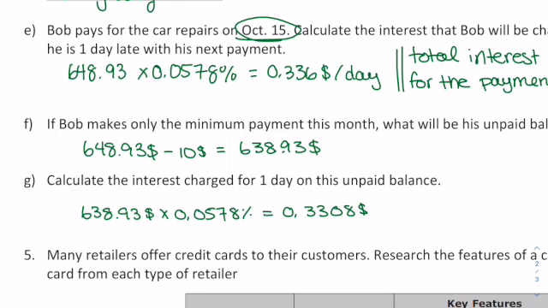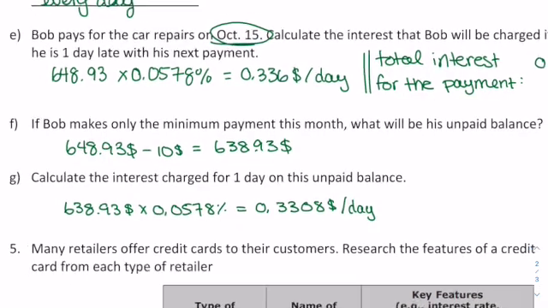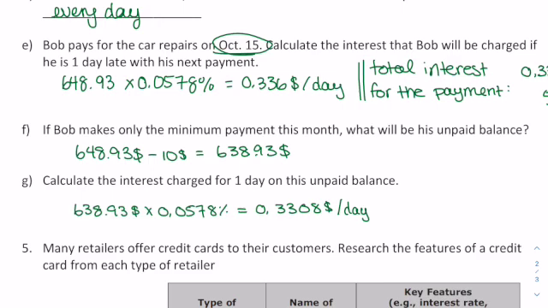So not that big of a difference when you think about the fact that these are pennies, like 0.3308 instead of 0.336. To note that this is also per day. So if he just didn't pay the whole thing off, he would be charged interest times 15 days as well.